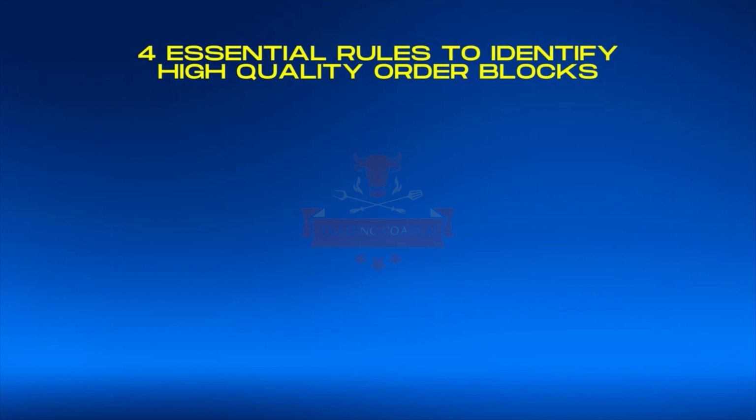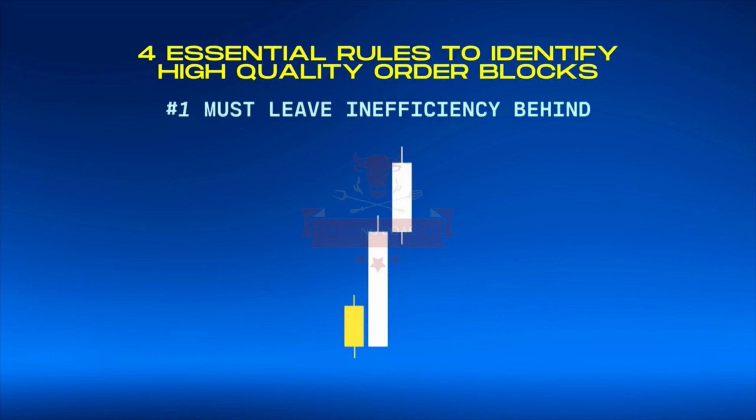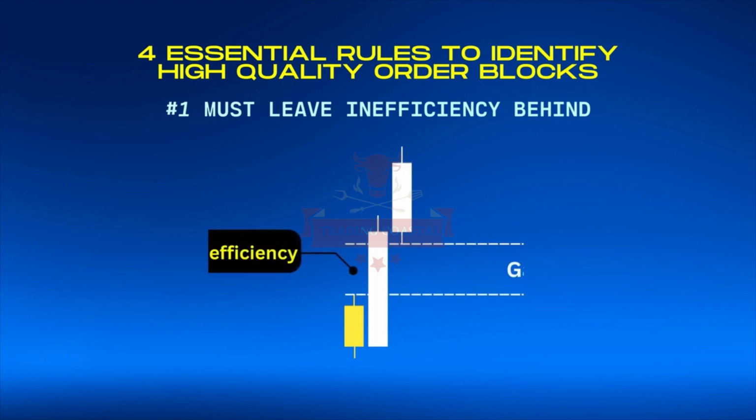There are 4 essential rules that we must follow in order to identify order blocks with a high probability of success. Rule number 1 states that a high-quality order block must leave a significant inefficiency behind. Inefficiency refers to an imbalance between buyers and sellers in the market, resulting in a disequilibrium that needs to be filled. This is often observed as a gap within the candles.